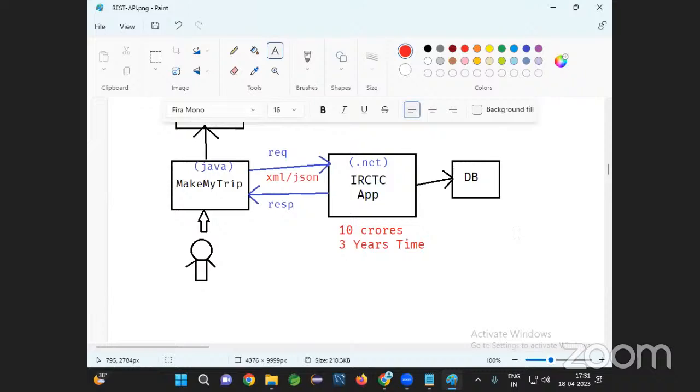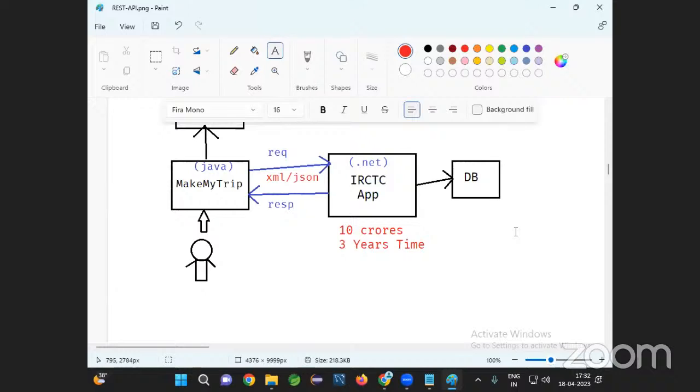The Make My Trip application will take the passenger data, convert it to JSON format, and send the JSON to IRCTC. IRCTC will understand the JSON, book the ticket, and give the ticket data back to Make My Trip in JSON format. We are going to use XML or JSON as a mediator to exchange data from one application to another application. Because of XML and JSON, our applications are interoperable.